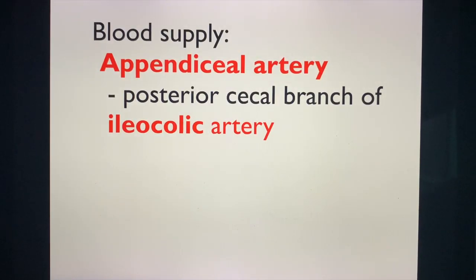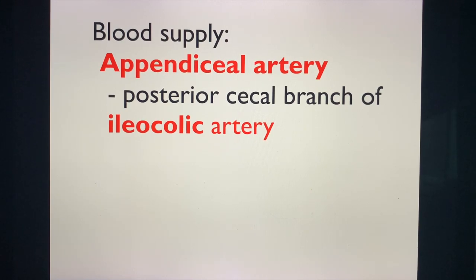Now, blood supply. This is the appendiceal artery. That's kind of easy to memorize. What is the blood supply of the appendix? So, the appendiceal artery. But trust me, in an exam, they're not going to ask you that. They're going to ask you, where does the appendiceal artery arise from? So, it's the posterior cecal branch of the ileocolic artery. Again, the blood supply of the appendix is the appendiceal artery, and this is the posterior cecal branch of the ileocolic artery.